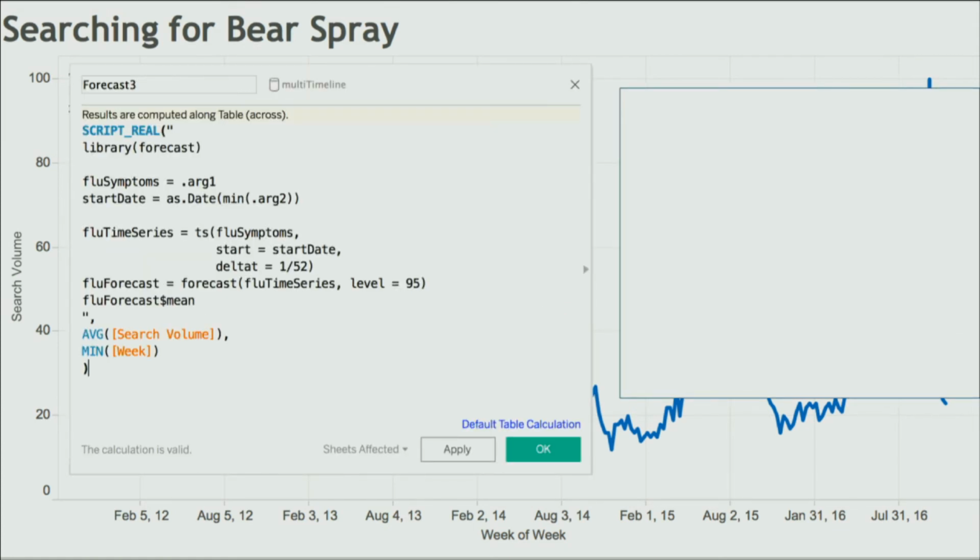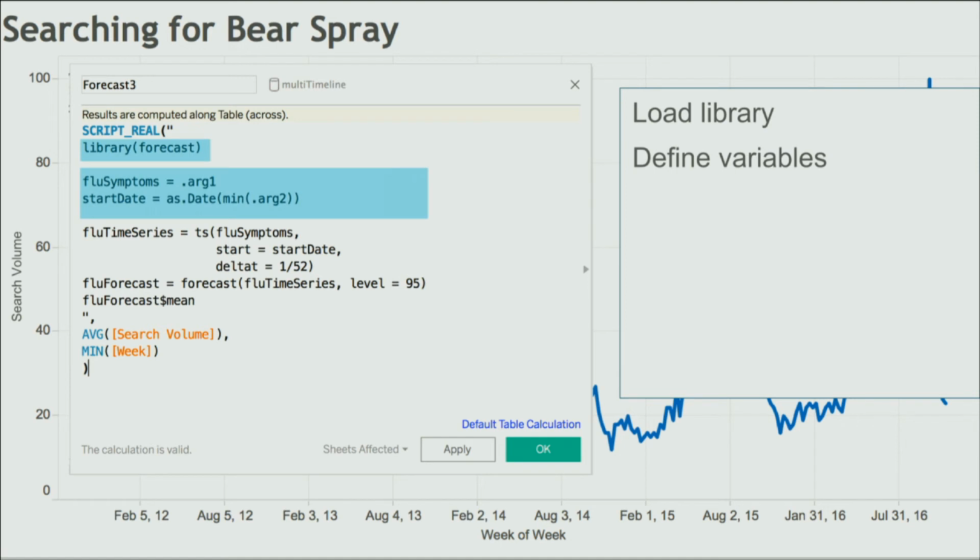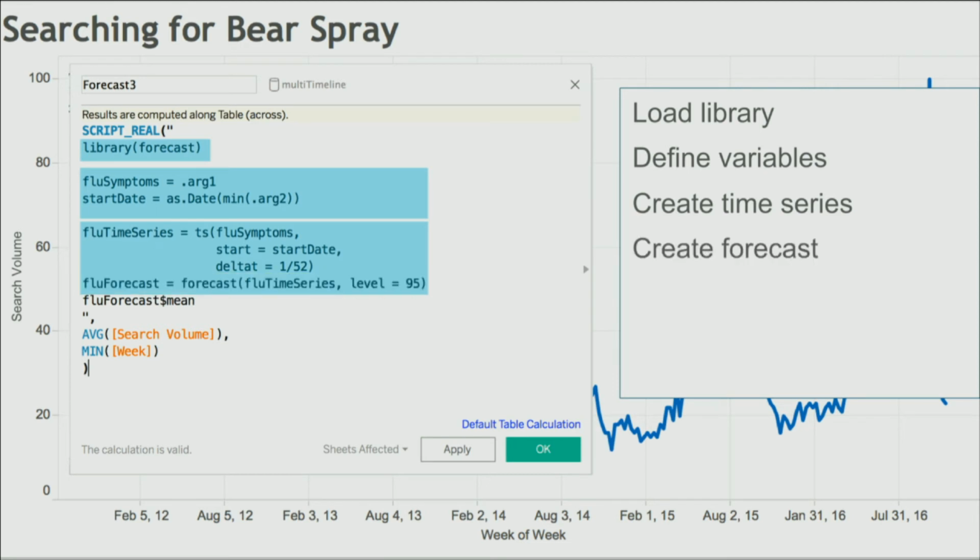So this is what the calculation is going to look like. First attempt at the calculation. We load our library, as always. We define our data. We've got flu symptoms, that's going to be coming from here. That's the search volume. And then we've also got the start date. That's the date that we're going to be using. We turn that into a time series, which is another object in R. And then we actually create a forecast on that time series. And then what are we trying to return? We're trying to return the forecast. So this is going to return the mean forecast value.